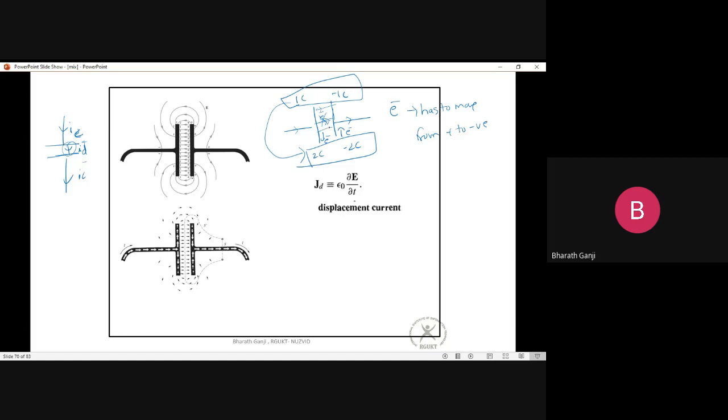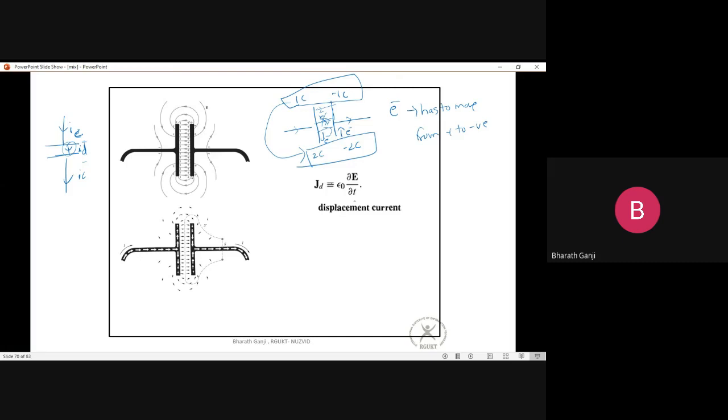So whenever your battery is doing that work, so electric field change చేస్తుంది. A change in electric field will reflect on the change of charges on the plates. Okay, so that is what we are calling as the displacement current here. So that is the concept of displacement current.